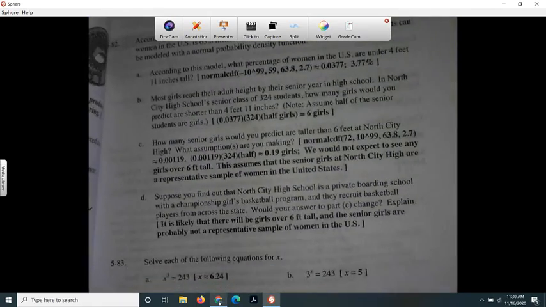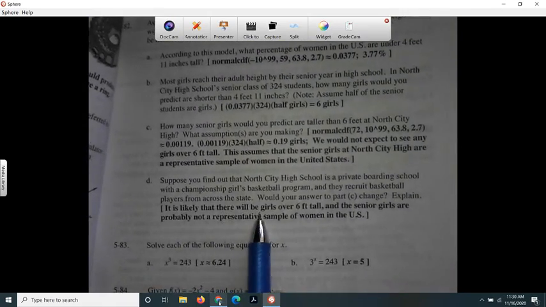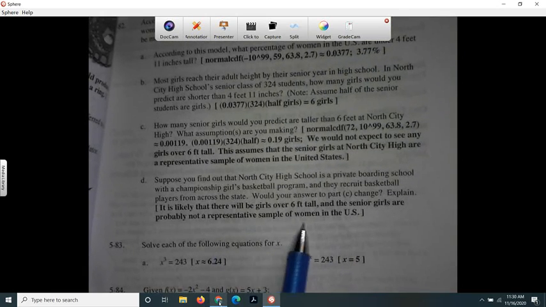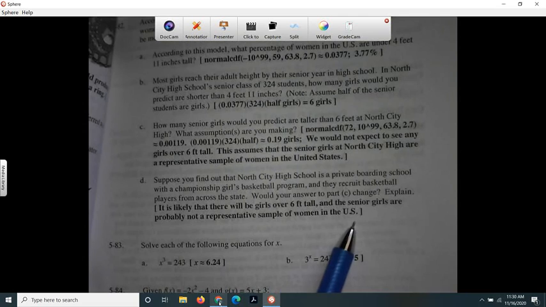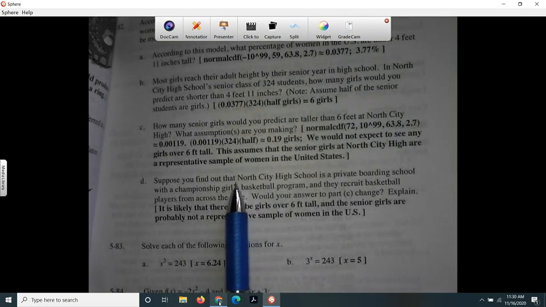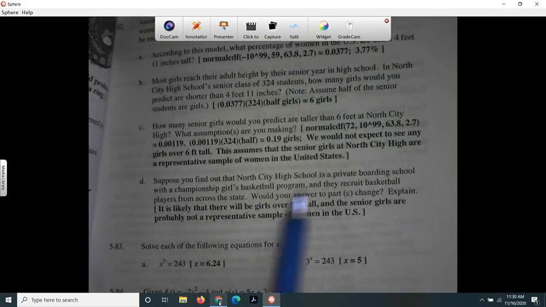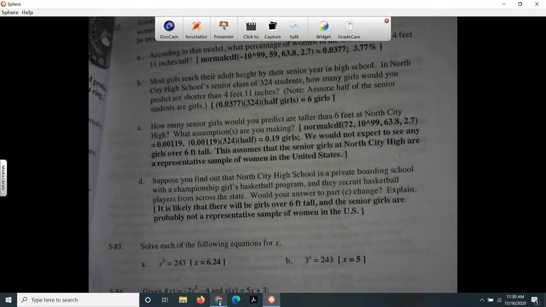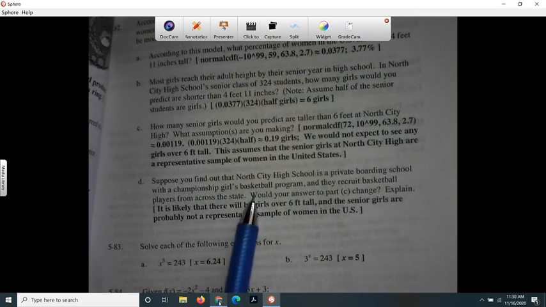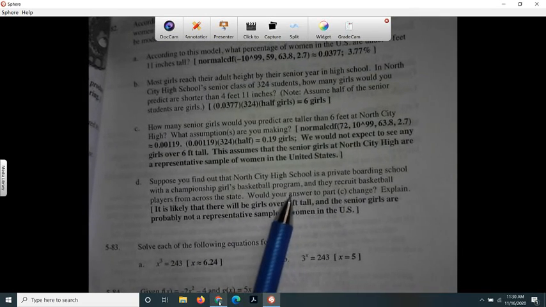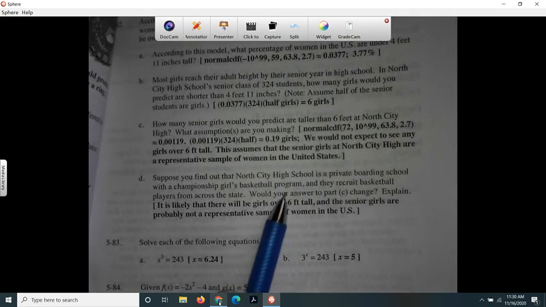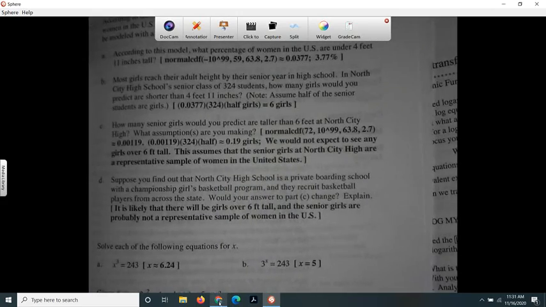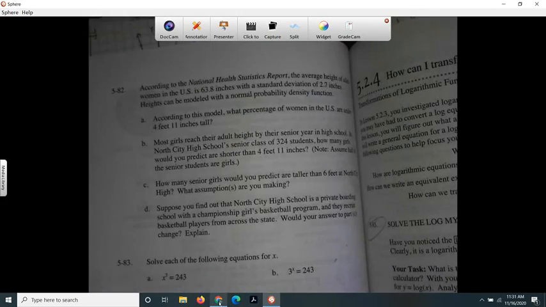So, I'll just let you see what the answer key says about that. The answer key says it's likely that there will be girls over 6 feet tall, and the senior girls are probably not a representative sample of women in the U.S. because if it's a special school that is going to specialize, like they have a championship girls basketball program, people with basketball player girls are going to try to get their kids into that school, and so it's going to have a disproportionate amount of the taller girls. And that's it.